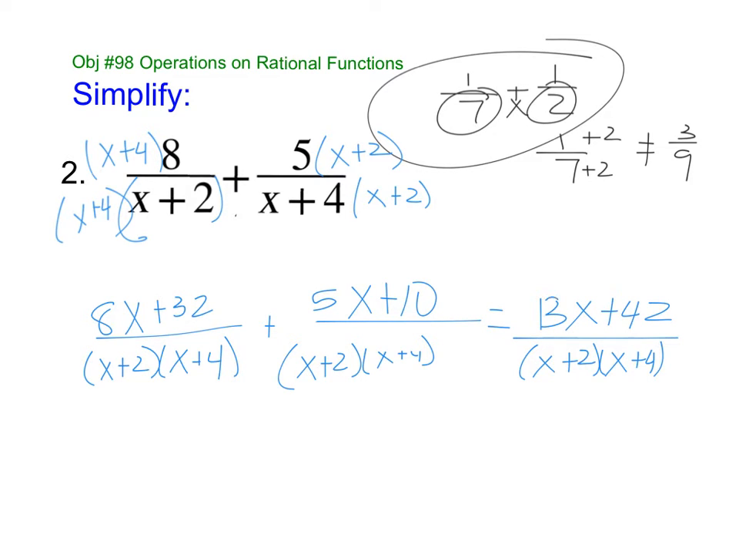Now, the reason I don't have you multiply it out is every so often the top is factorable and you'll get to cancel. You cannot factor 13x plus 42. So wait, yes you can. 13 goes into 13. That's x plus 4, isn't it? No, that's 52, not 42. I got excited there. Thought that was going to cancel. Nope, so you're done. You can't factor that, so that is your answer.